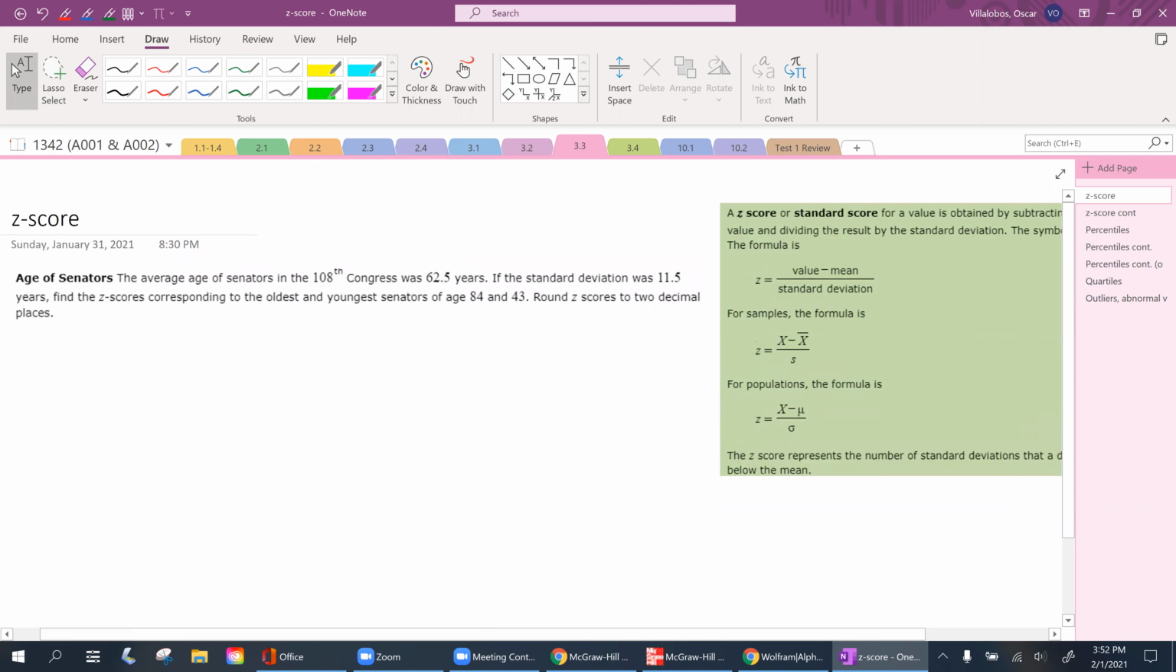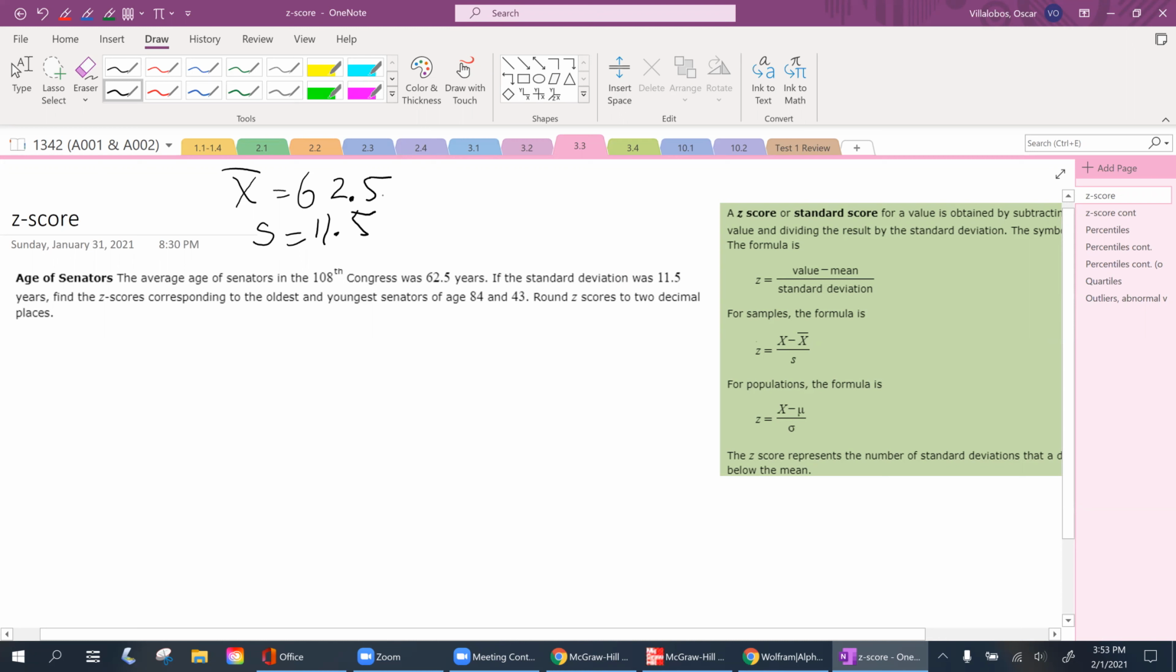The average age of senators in the 108th Congress was 62.5. Just like before, I'm going to start writing down what I know, the given. So I know the average, that's going to be my mean, that's X bar, and that's 62.5. The 108th Congress, even though it's a numerical value, I'm not going to use in our formula. That's just a given. The standard deviation is 11.5, that's going to be my S.